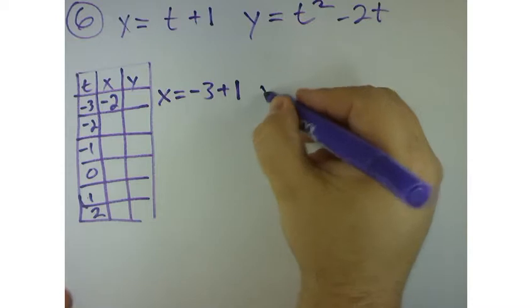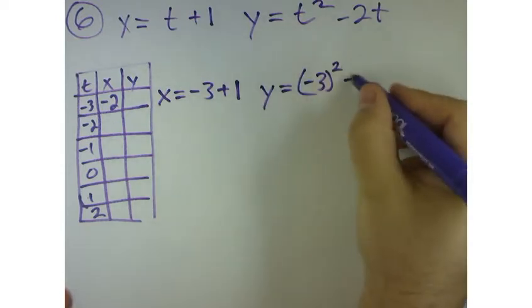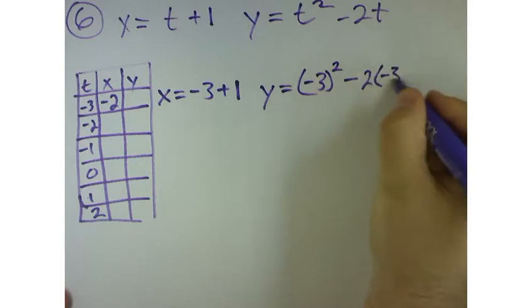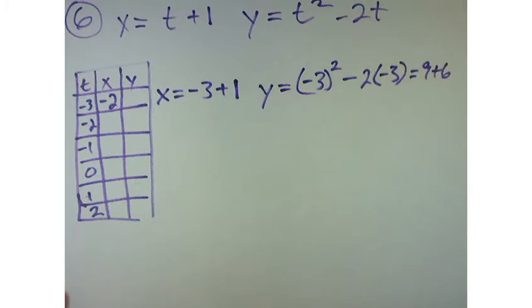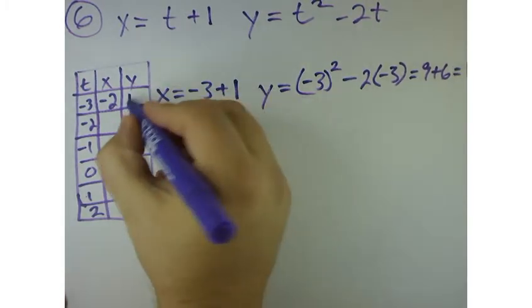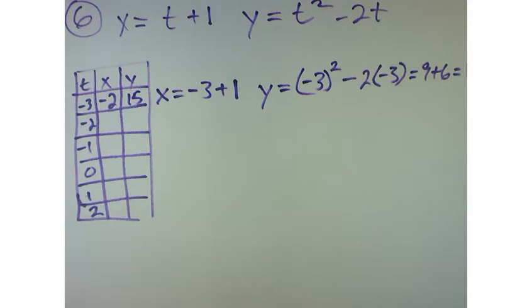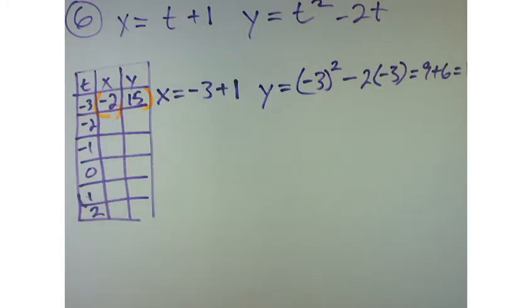If I say y is equal to t squared minus 2 times t, then I say -3 squared minus 2 times -3. That gives me 9 plus 6. So what is my y value? 15. Now when we go to graph this, graphing this is just like the regular Cartesian coordinate system, right? -2, 15.